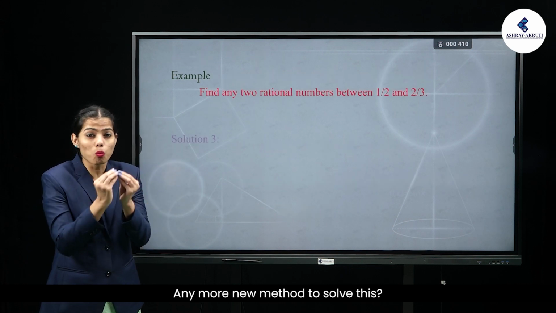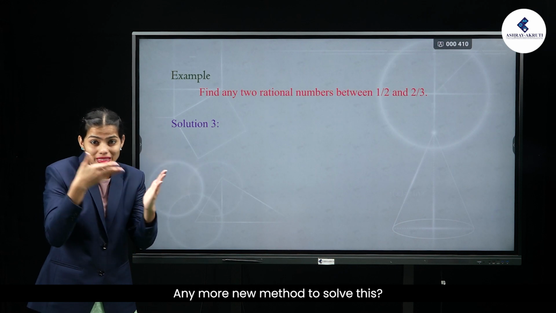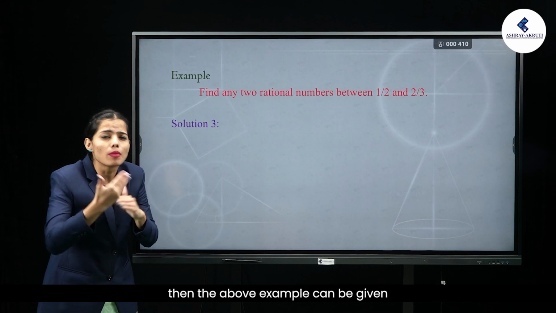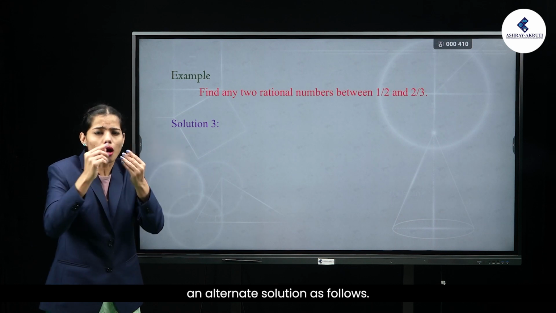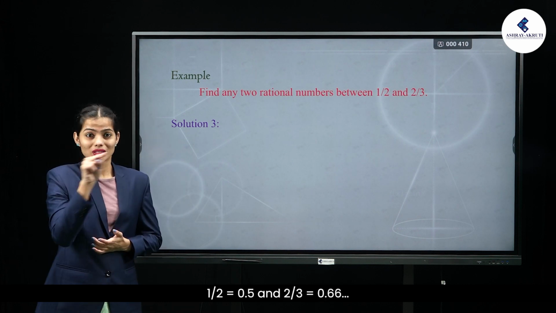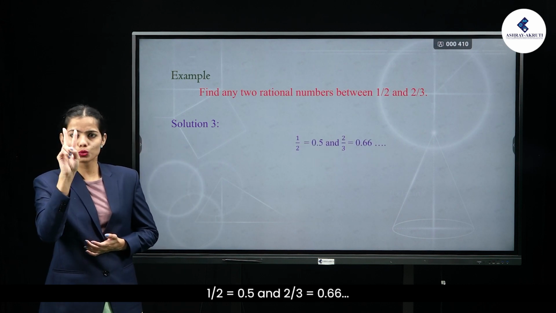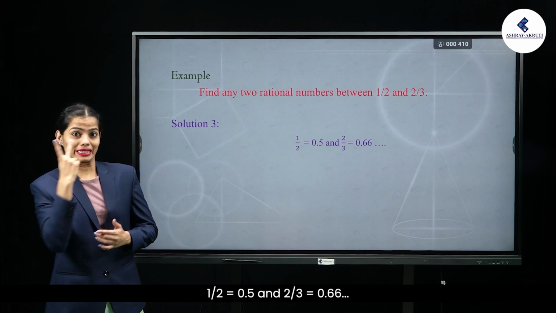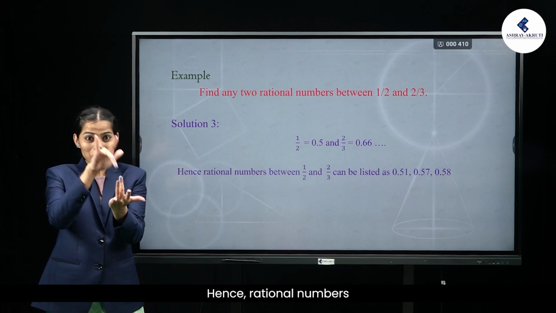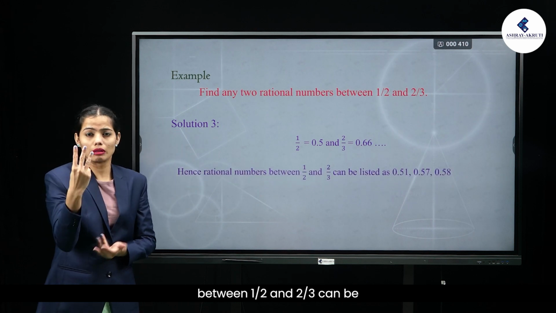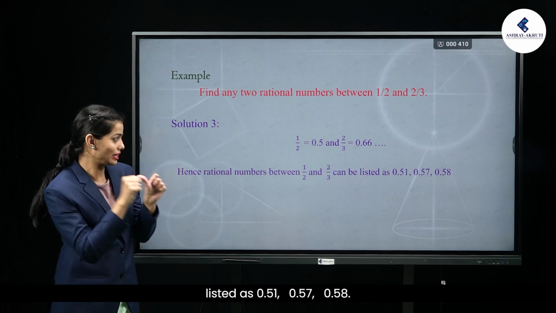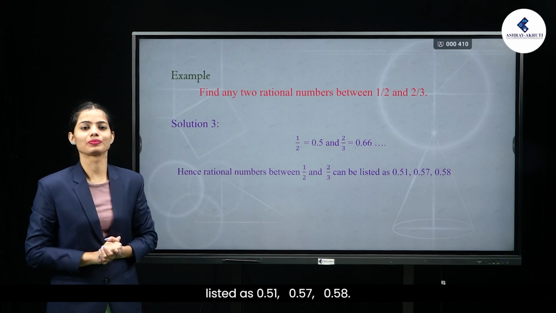Solution 3. Any more new method to solve this? Yes, if decimals are your favorites, then the above example can be given an alternate solution as follows. 1/2 is equal to 0.5 and 2/3 is equal to 0.66 and so on. Hence, rational numbers between 1/2 and 2/3 can be listed as 0.51, 0.57, 0.58.